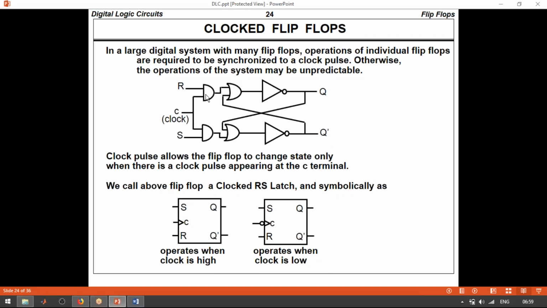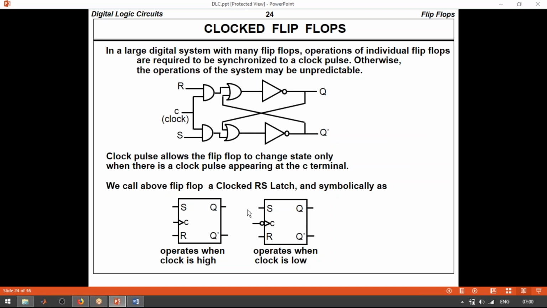In the case of flip-flops, we are having a clock pulse. The operations are almost the same, but the output changes with respect to the clock edges, independent of your inputs. So that's why we are preferring the flip-flop in memory elements.